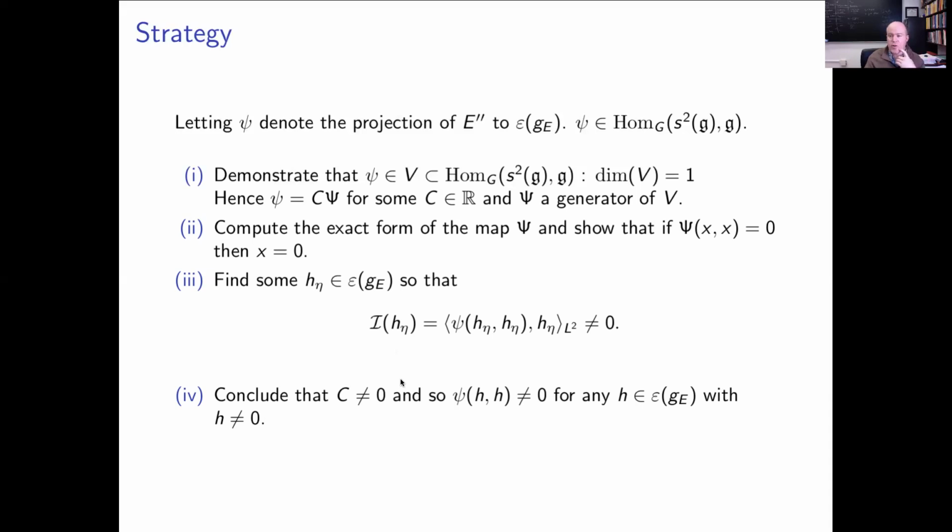So this is the strategy of proof, but what it effectively comes down to is a problem from representation theory. We have to compute the dimension of this space for SU(N) and find a one-dimensional subspace such that psi lies inside it, etc.